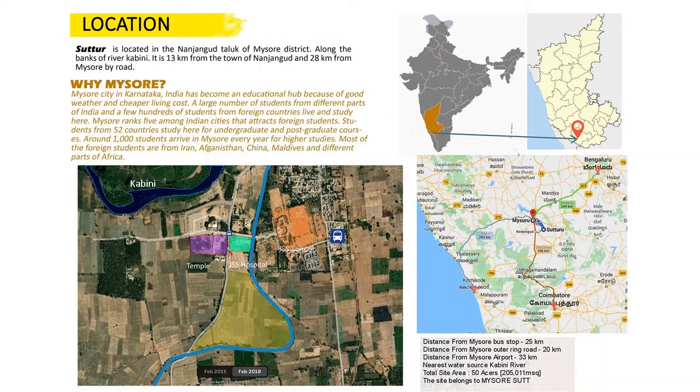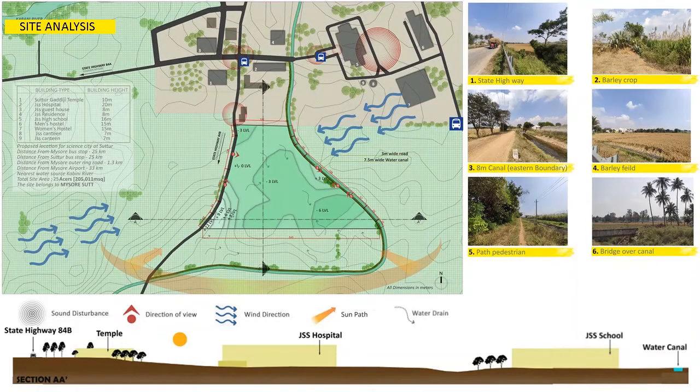In the satellite map below, the area that is highlighted in yellow color represents the site. We can see there is a hospital above the site, and a canal runs along the eastern boundary of the site. There is also a school which is located at a walkable distance from the site, and the nearest bus stop is 1 kilometer away.